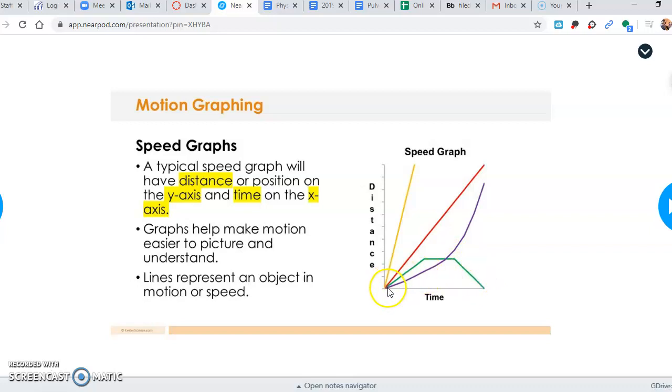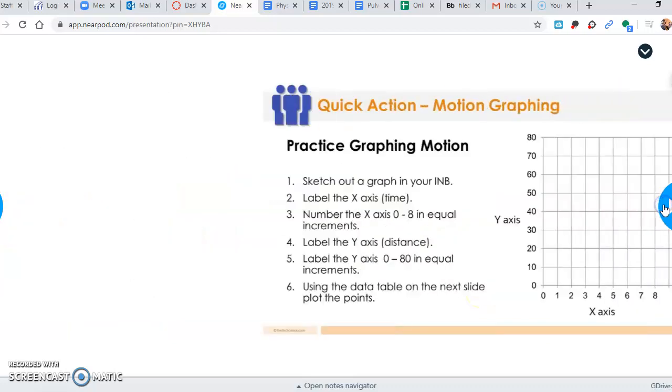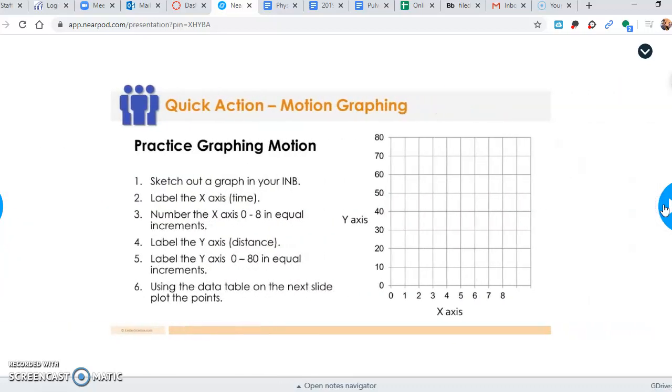They started off right here at their house or wherever they were. They went for a constant speed. They stopped, and then they went back to where they started. So this shows a constant speed, a stop, and then a constant speed back to where they started. I'm going to skip this part. I don't have any way to put anything on these graphs right now.